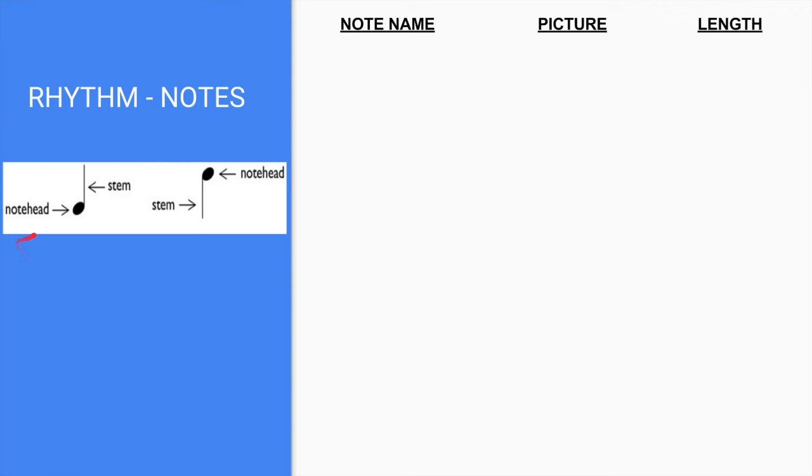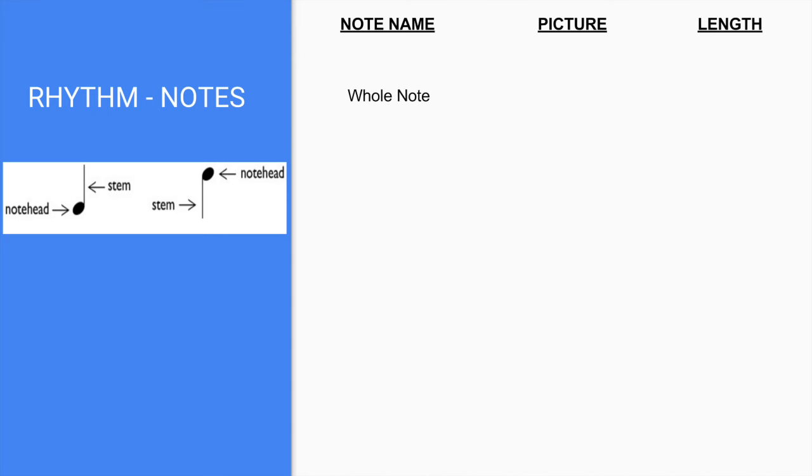As you can see to the left here, we have an example of a note. We have a note head here and a stem. This one is upside down. It doesn't really matter if the note is right side or upside down. It is played exactly the same way. So let's talk about a few of our notes.